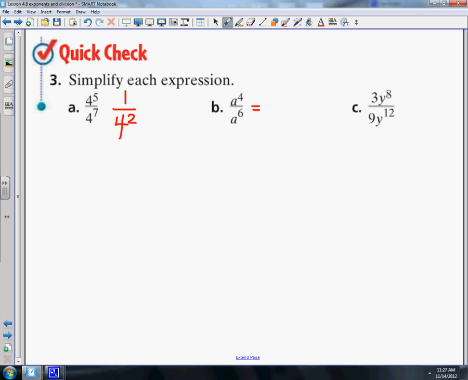Here is the same thing. I have 1 over a squared. And then here I have 3/9, which would be 1/3. And then all 8 of those y's cancel off. 8 of these cancel off, then I'm left with 4 y's left over.